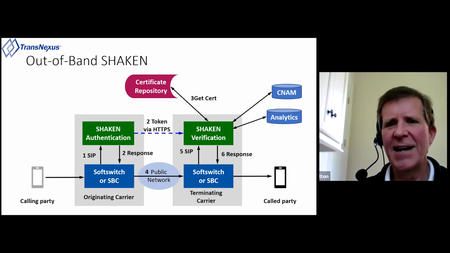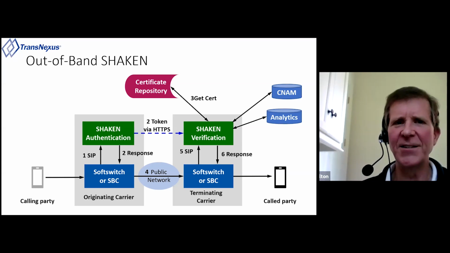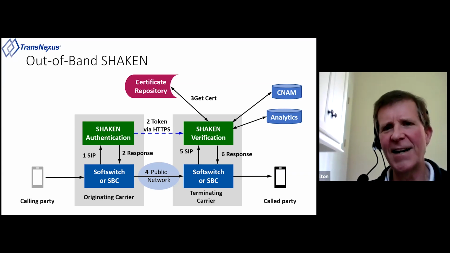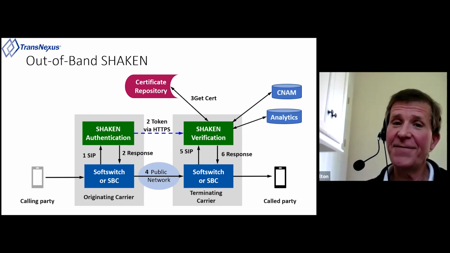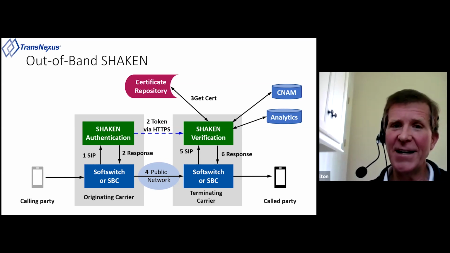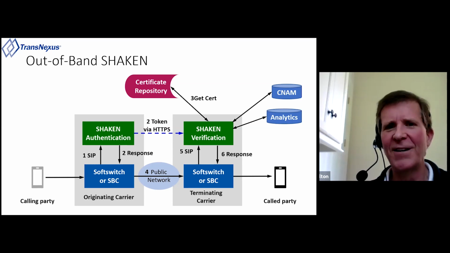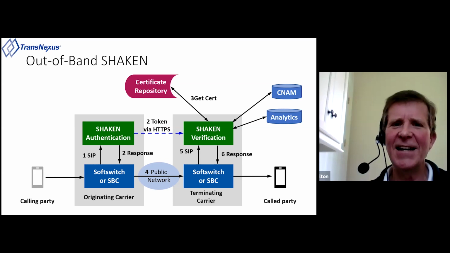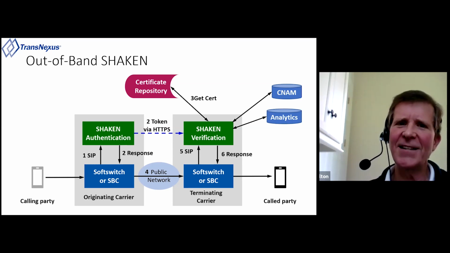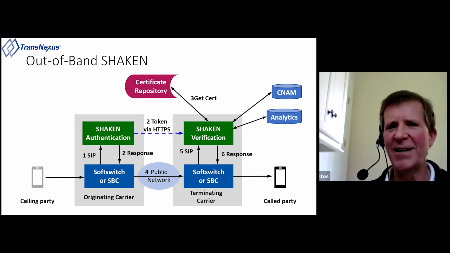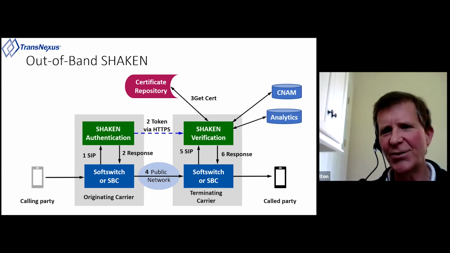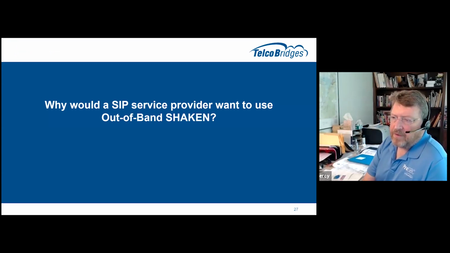And so, the solution we found in looking around, trying to find some way to get this to work, was to leverage this IETF standard called out-of-band STIR. And really a more specific use case, which is out-of-band SHAKEN, which is simpler than the standard of out-of-band STIR. And what that is, it's sending the SHAKEN identity token out of band directly from the authentication service to the verification service.